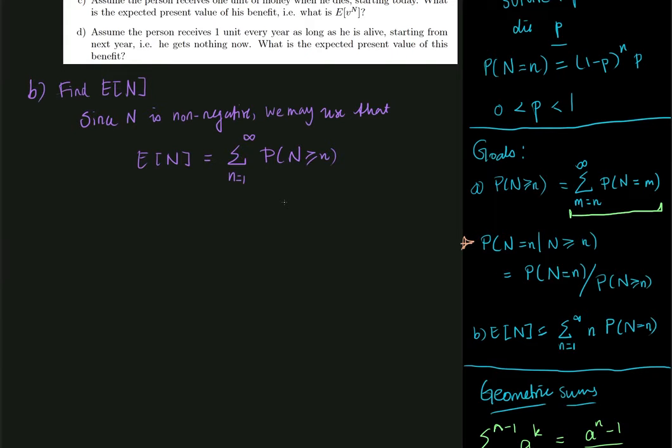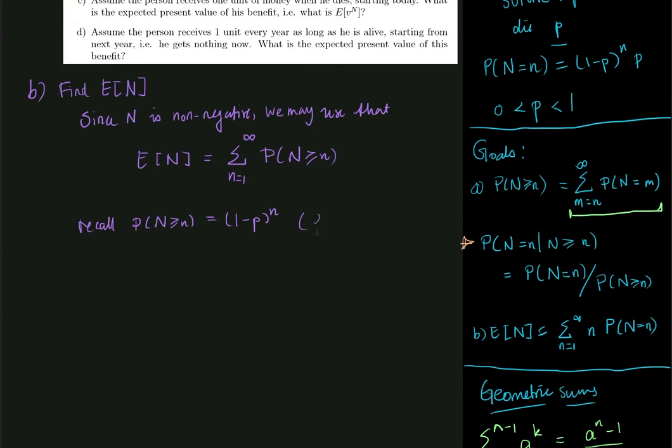It's an extremely useful tool, both in the discrete and the continuous case, that we are able to evaluate the expected value by summing up or integrating the survival function. Now, this is only possible if n is non-negative. That's the only case where we have proved this formula, so keep that in mind. But since n is non-negative, we may use this, and we may also recall that the probability that n is greater than or equal to n is given by 1 minus p to the nth.